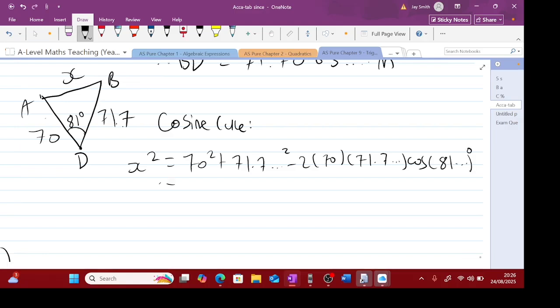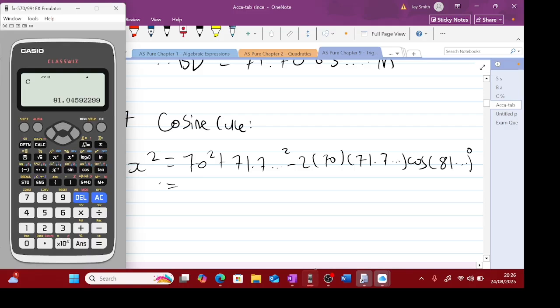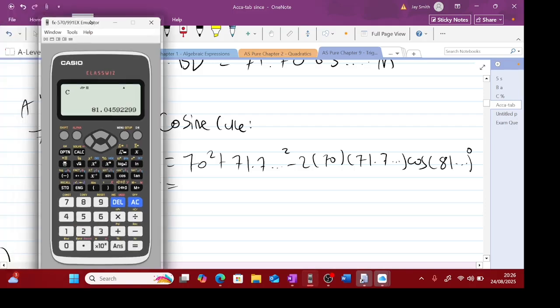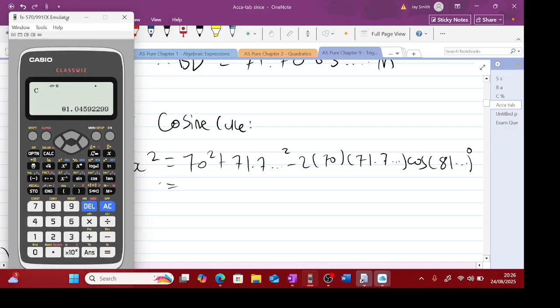degrees. So if I put all that in the calculator, and again, this is where the store function is going to be very handy. So I'll put all this in the calculator. So 70 squared.